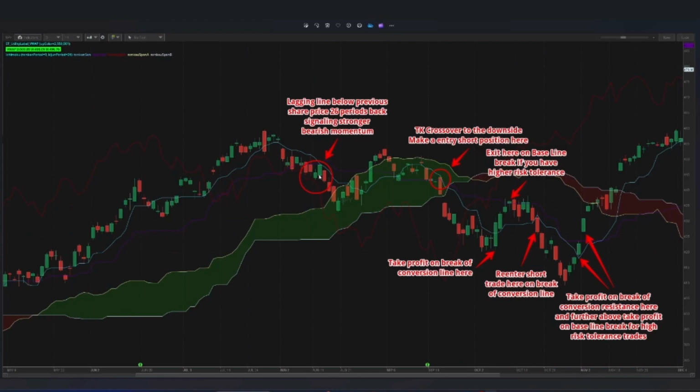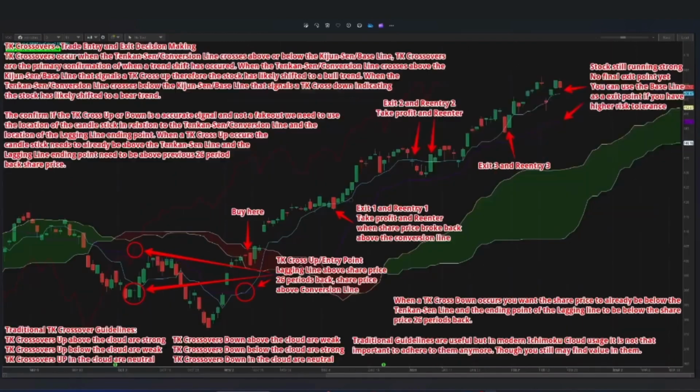So if you want a good confirmation, not a fake out, you want share price to be above the conversion line on a TK crossover to the upside, and you want the lagging line endpoint to be above the previous 26 period price action. So that's how you avoid fake outs with TK crossovers. On stocks that have very low volume, there's going to be a lot of fake outs. There's going to be a lot of trades that you shouldn't take, and it will tell you that these trades are not worth taking. So you can just avoid them, just ignore them.